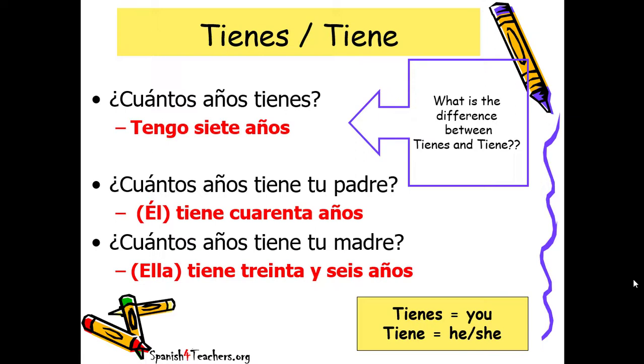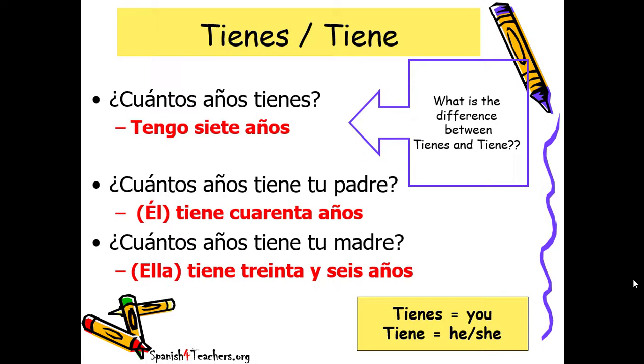What is tiene? Well, let's look at the two practice phrases you have. ¿Cuántos años tiene tu padre? Are we talking to the father or are we talking about the father? In this case, tu is a possessive adjective, and what you're asking is, how many years has your father? Or how old is your father? And tiene is the third person response, he or she. So él, my father, tiene 40 años.